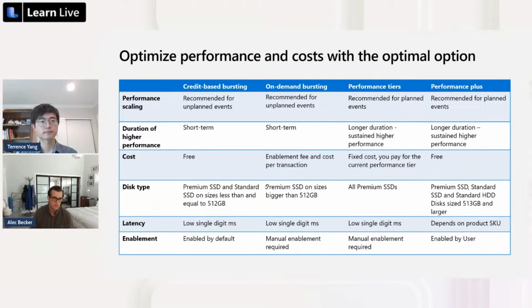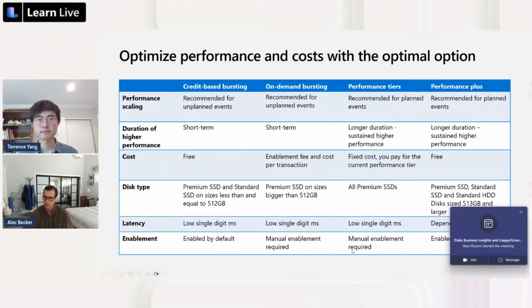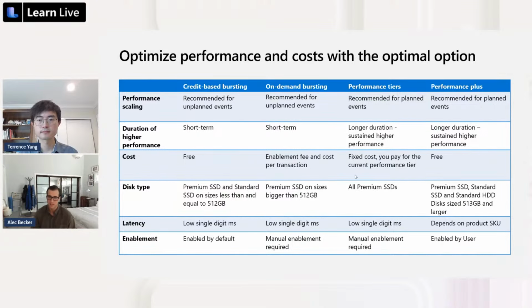With these different features, we have different costs associated with each. With credit-based bursting, we give that for free. On-demand bursting, there's an enablement fee, and then there's costs per transaction. For performance tier, it's a fixed cost. You pay for whatever performance tier that you are at.